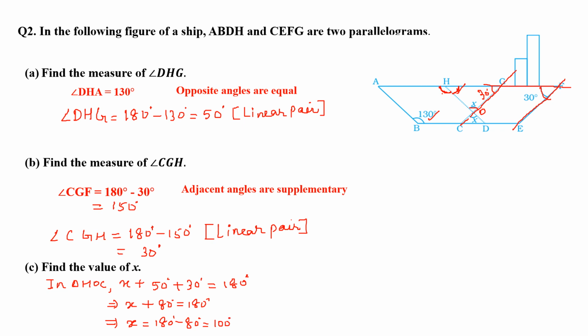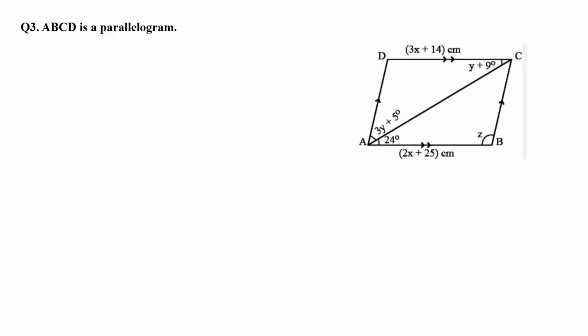Okay, so where did I get this 50 and 30 degree from? We have already calculated it, right? Angle DHG is this 50 degree and this is 30. So x plus 50 plus 30 together, by the angle sum property of a triangle, is 180 degrees. So you can write here angle sum property of a triangle. You have to mention the property in the exam also. Angle sum property. Okay. Now moving to the next question.